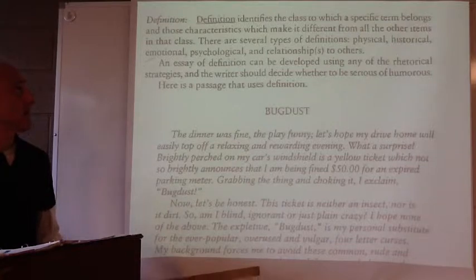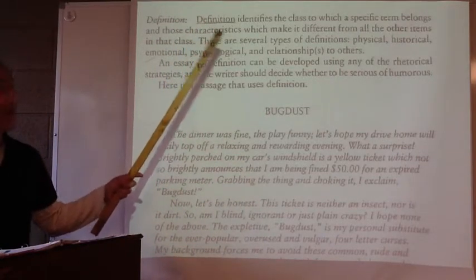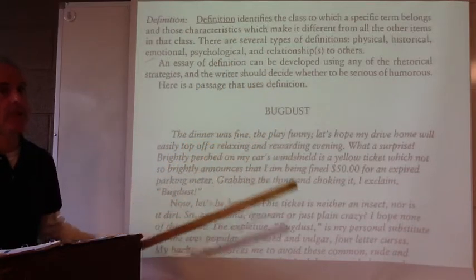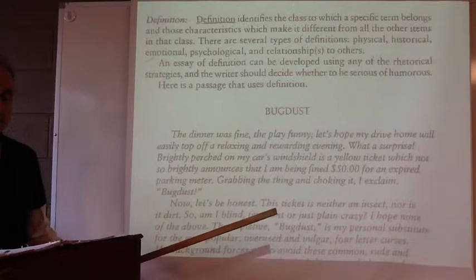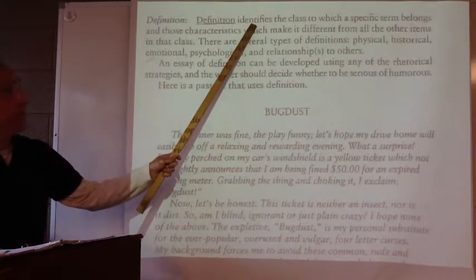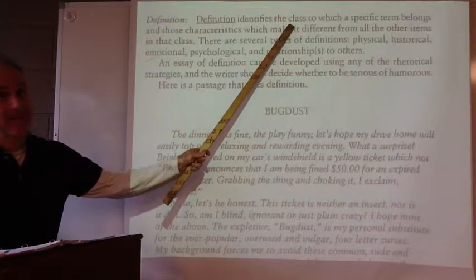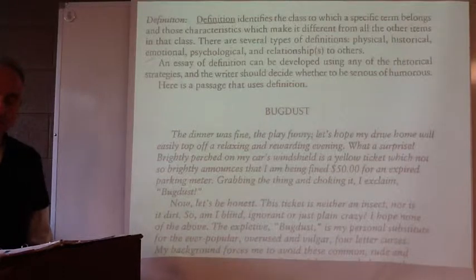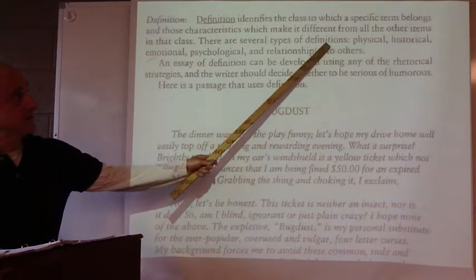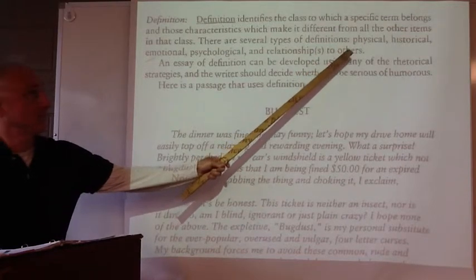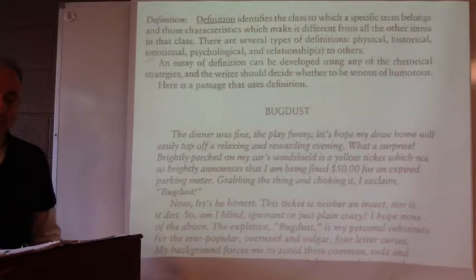All right, the second of the four types of rhetorical strategies is definition. Now this explanation is very meaningful here. If you remember it, it might help you when you're analyzing a nonfiction passage or an argument. Definition, it's not a normal way of looking at it. It identifies the class, like the type, the group, to which a specific term belongs. And then it gives you some examples of different types of definitions, like different types of groups that the word or term might belong to: physical things, historical, emotional, psychological, relationships to others. There probably could be more.